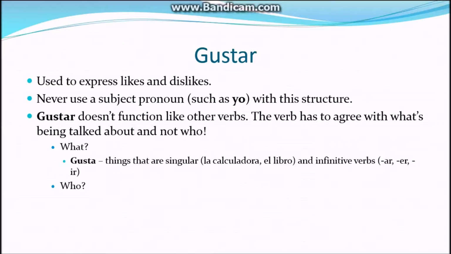The who, remember, the who is not the subject. The who is who likes it, who finds it pleasing. So in order to express who finds it pleasing, we need to use a pronoun. That pronoun is either going to be me, te, or le. So remember, we can't use yo as a subject pronoun or tú, for example. That won't replace the me, te, or le.